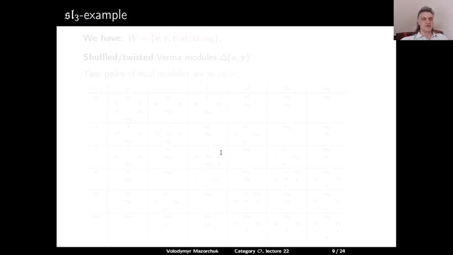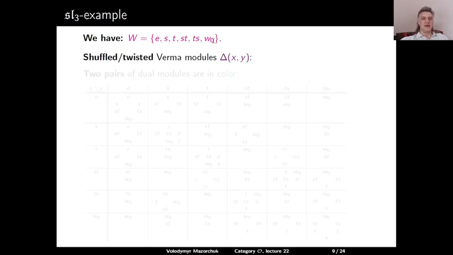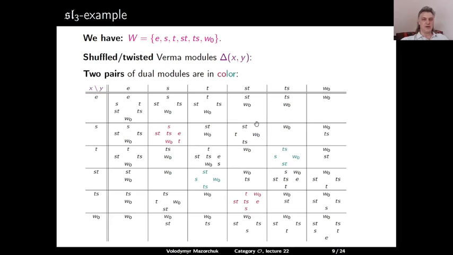So let us look at the SL3 example. In the case of SL3, the Weyl group W consists of E, S, T, ST, TS, and W0. And here is a table of all shuffled and twisted Verma modules given in the graded picture. Here is the full table, and we have seen a version of this table once before. In this table, we see that in the first row we have Verma modules, in the first column we have Verma modules, in the last row we have dual Verma modules, in the last column we have dual Verma modules, and two pairs of dual modules are given in color.